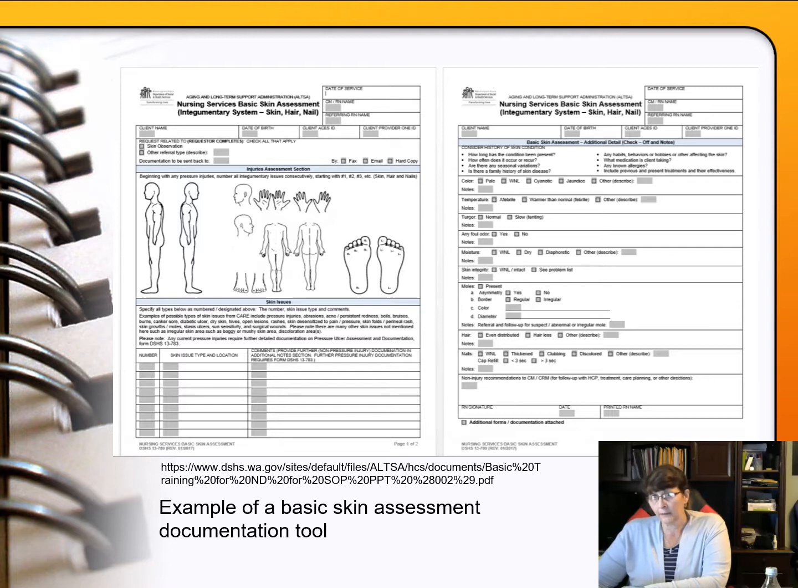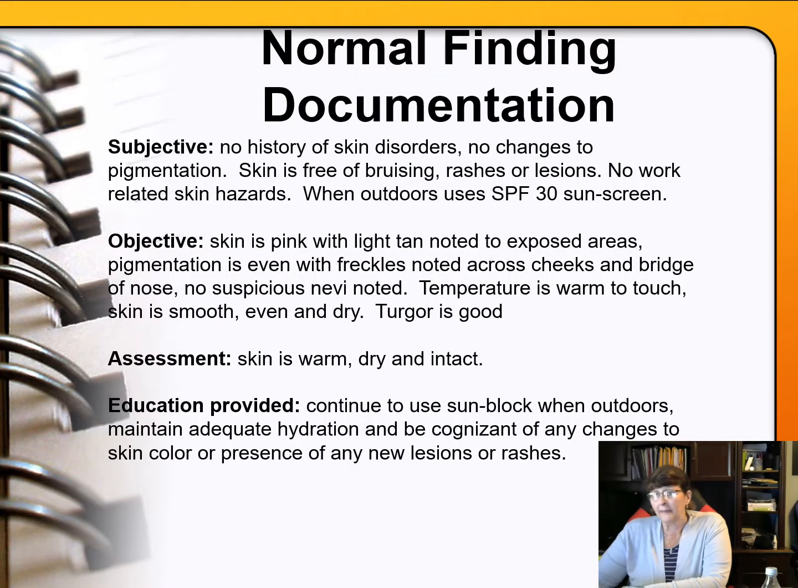Most of us work in the electronic world these days, and so these are built into electronic health medical records. Normal finding documentation might look something like this if you were doing it in SOAP format. The subjective findings: there's no history of skin disorders, no changes to pigmentation, the skin is free of bruising, rashes, or lesions. There's no work-related skin hazards, and when they're outdoors, they use the SPF 30 sunscreen.